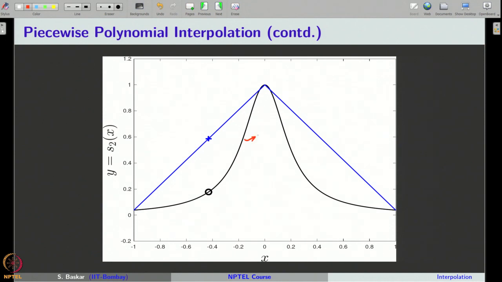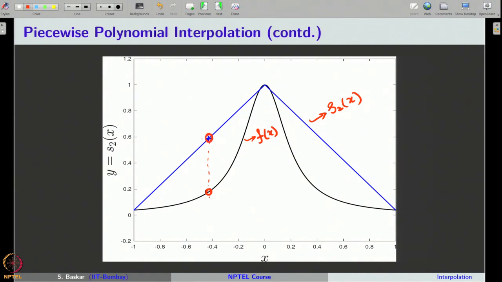Here, the black solid line is the Runge function and the blue solid line is the graph of the piecewise linear polynomial interpolating the Runge function f of x. Of course, the approximation is not that good. It is understandable again. Let us just take a point on the graph of the Runge function. Its corresponding value from S2 is given like this.